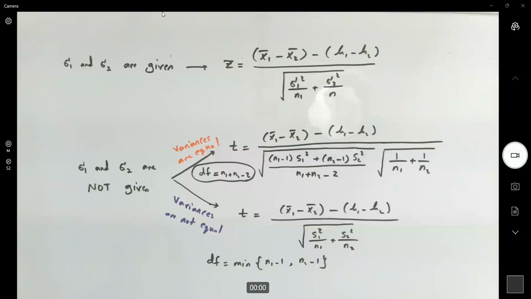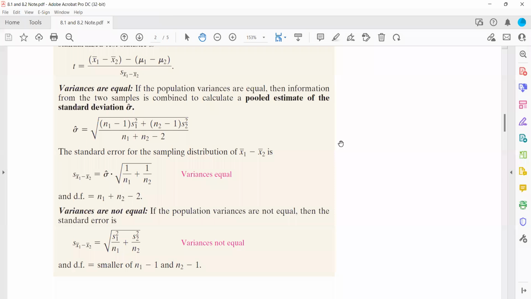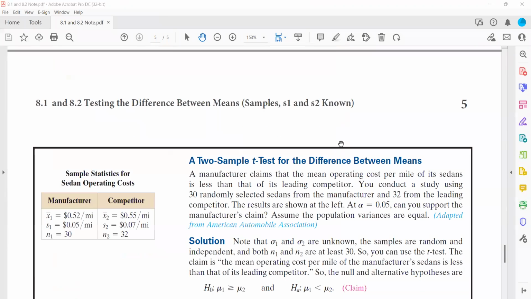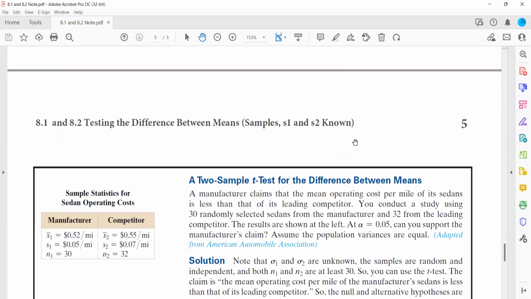Let's take a look at one example. A manufacturer claims, keyword, claims that the mean operating cost per mile of its sedans is less than, another keyword for you, less than, of its leading competitor. You, as a statistician, conduct a study using 30 randomly selected sedans from the manufacturer and 32 from the leading competitor.